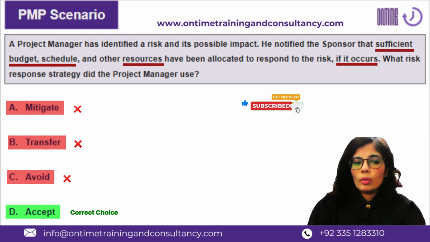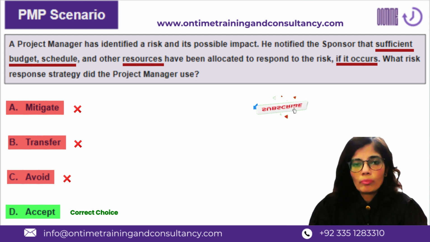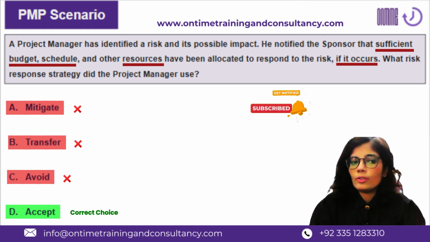So this risk scenario is going to be dealt with the accept strategy, because the project manager is keeping some reserves for the risk only for when the risk occurs. After the risk has occurred, those reserves could be utilized, but not to prevent or reduce the chances or impact of that risk, which would be mitigate or avoid.